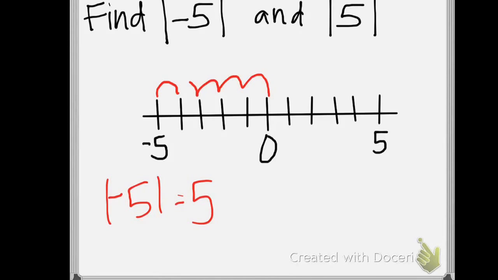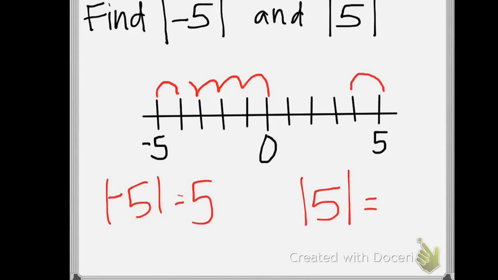And how about +5? How many spots? What's the absolute value of +5? How many spots are there from 0 to +5? 1, 2, 3, 4, 5. So the answer to what is the absolute value of +5 is also +5.